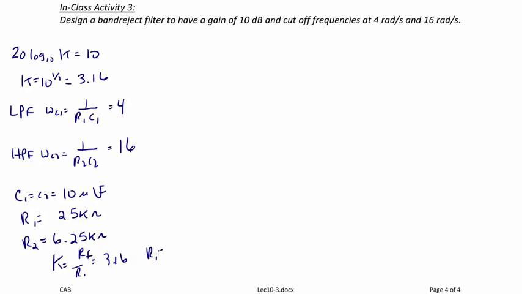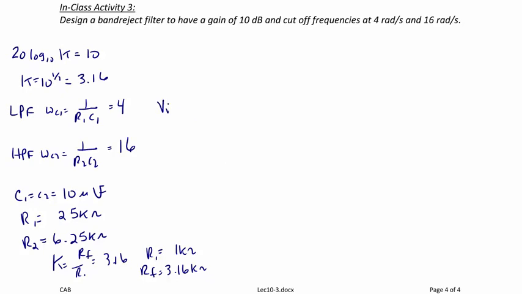So we let RI equal 1 kiloohm and RF equal 3.16 kiloohms. Since this is not a traditional resistor value, you could replace RF with a variable resistor or a potentiometer. Now we are ready to draw the circuit.